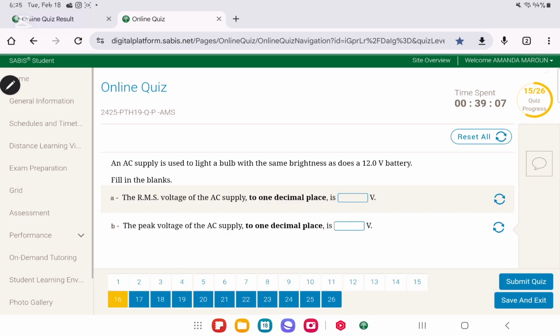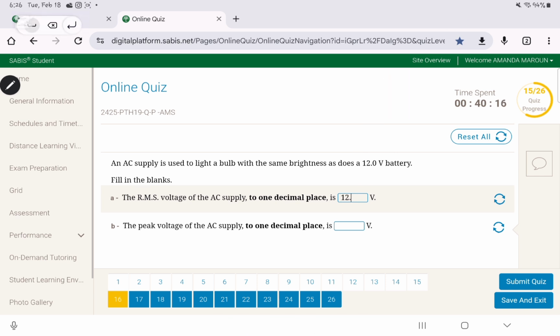We move on to question number 16. Now, an AC supply is used to light a bulb with the same brightness as a 12 volt battery. Now, they did not tell us it is the peak, okay? And what we know is that the AC supply is used to light the bulb with the same brightness as the 12 volt battery. So the 12 volt battery is now our root mean square.